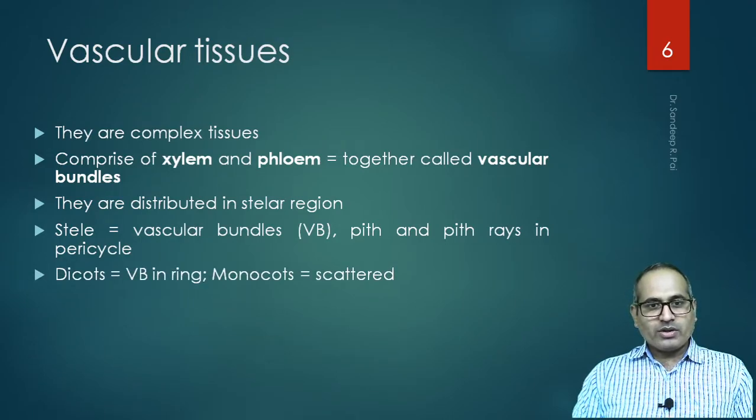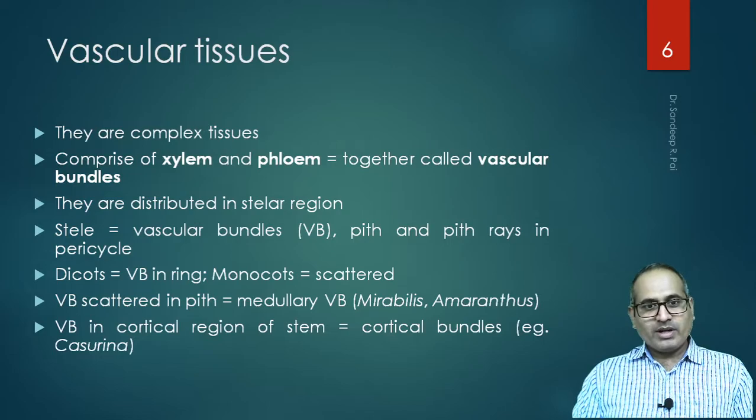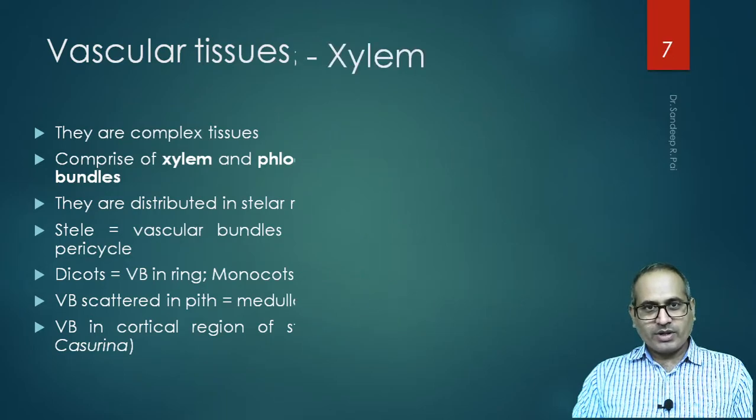In dicots, vascular bundles are arranged in rings, whereas in monocots we will see vascular bundles scattered. Vascular bundles scattered in pith are called medullary vascular bundles, for example in Mirabilis or Amaranthus. Vascular bundles in the cortical region of the stem are called cortical bundles, for example Casuarina.